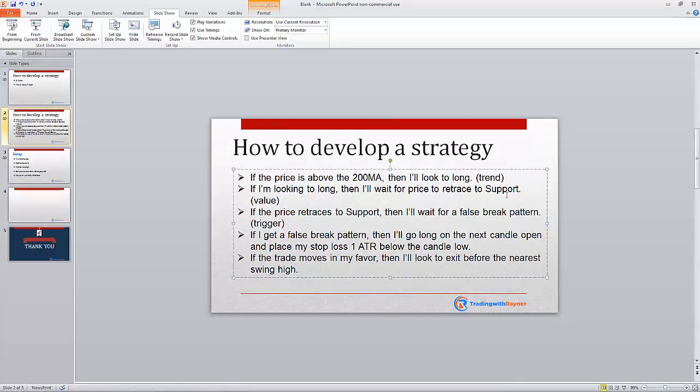So there is no way to say whether it will work for sure. The only way to find out is you test it, record and review your trades, so that you can find out whether your strategy has an edge in the long run. But first, to actually develop the strategy, this is a framework that I recommend, using the if-then syntax, using a trend, value and trigger. This is definitely a very simple strategy that you can use to start with.